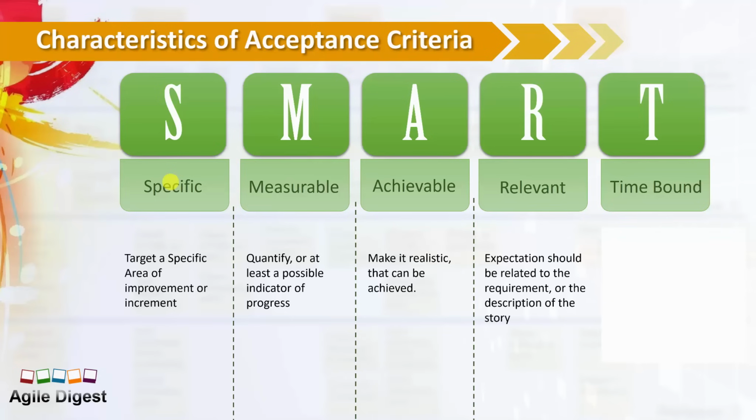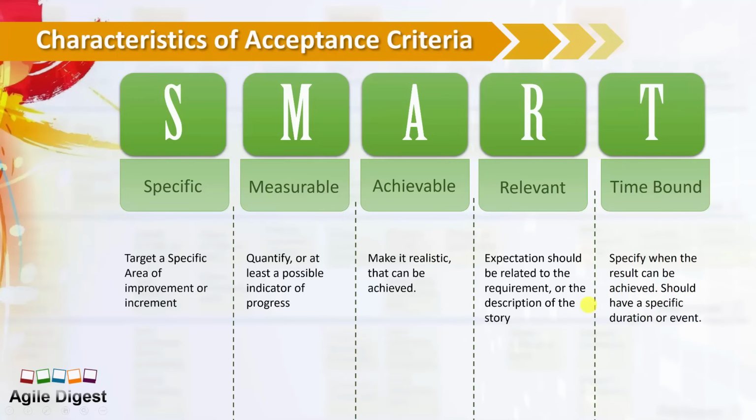Then relevant, in the sense that whatever the description we have, our acceptance criteria should be relevant to that. So if I am asking to create a login page, I will not be expecting that my profile page will change or something happen on my cart page. So my acceptance criteria should be relevant to the description that I have for that user story.